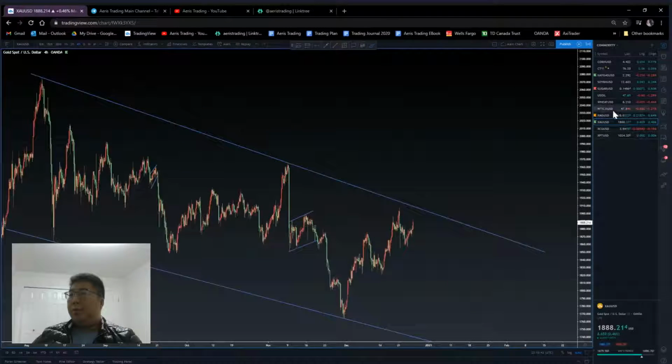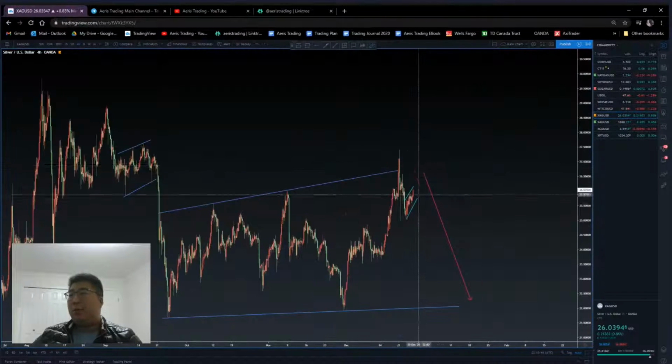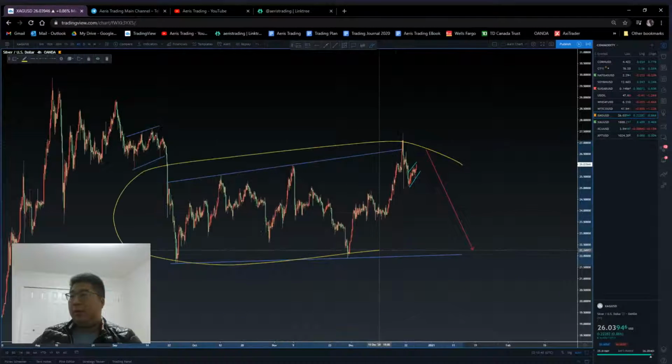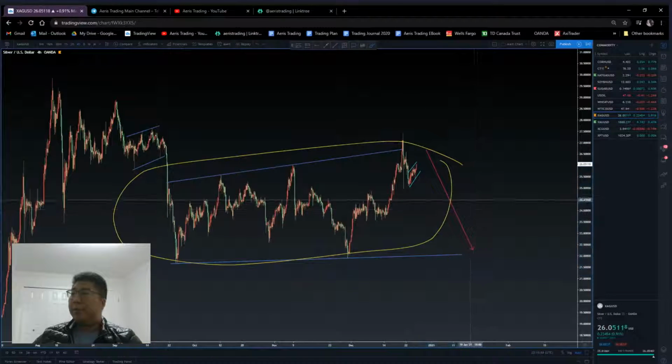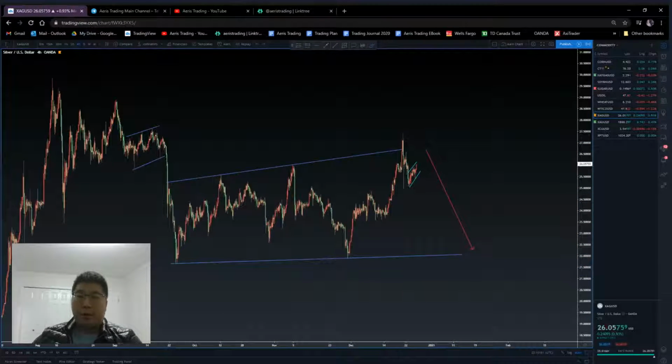Okay, so between silver and gold, I prefer silver much, much more. It's much cleaner for that continuation sell here. Okay, so that's silver, everyone.